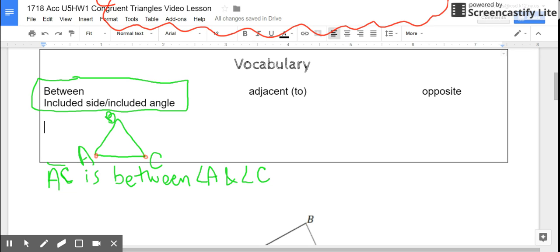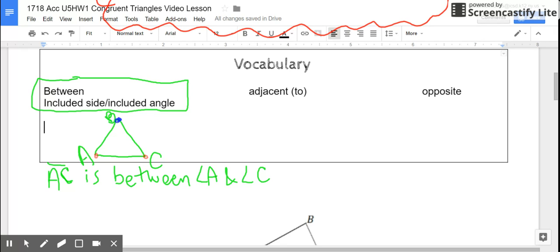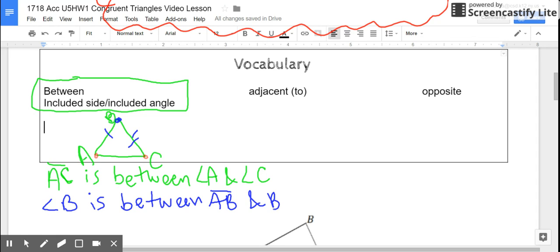We can also describe an angle as being between two sides. So let's take a look at angle B. Angle B is between side AB and side BC.